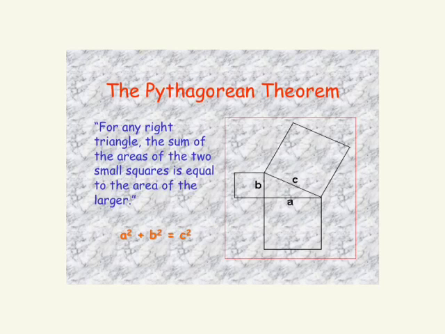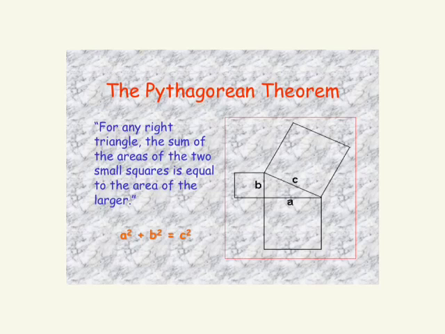Alright, what Pythagoras discovered was that for any right triangle, the sum of the areas of the two small squares is equal to the area of the larger. Meaning if you were to take the two legs and create a square with their sides, and add those two areas together, it would equal the area that is created by the side of the hypotenuse. So that gives us the formula that a squared plus b squared equals c squared. In other words, leg squared plus leg squared equals hypotenuse squared.